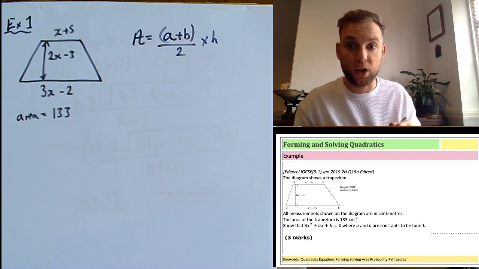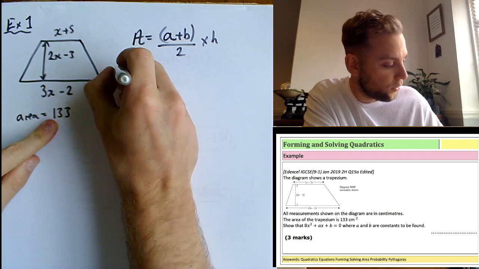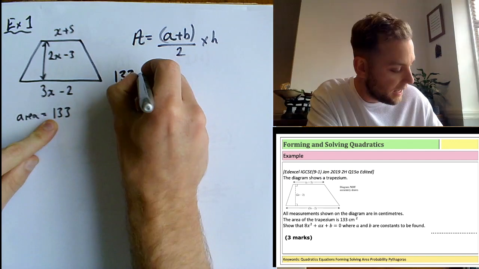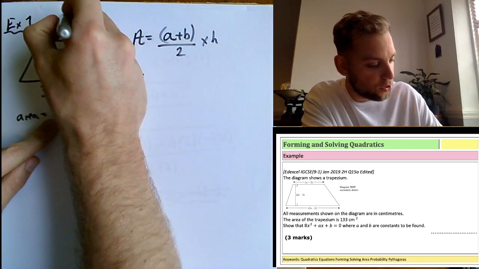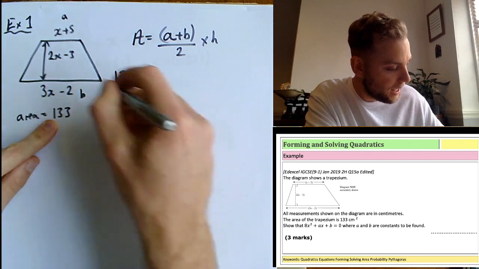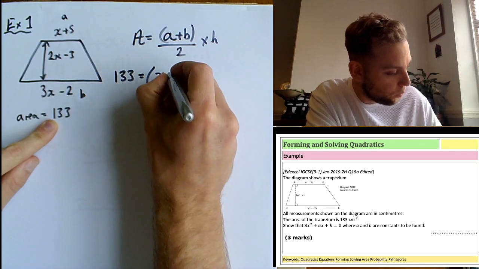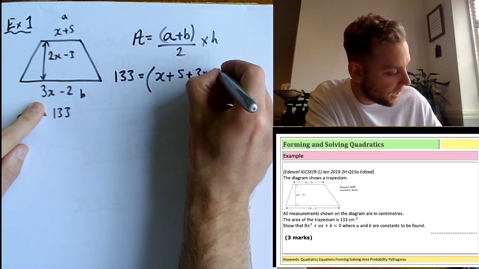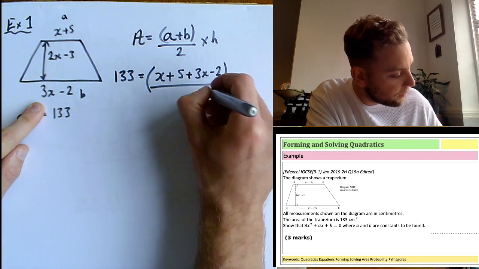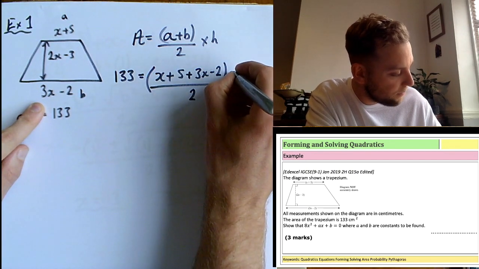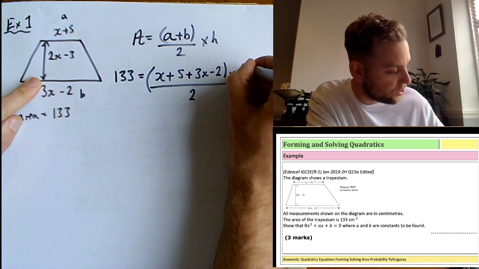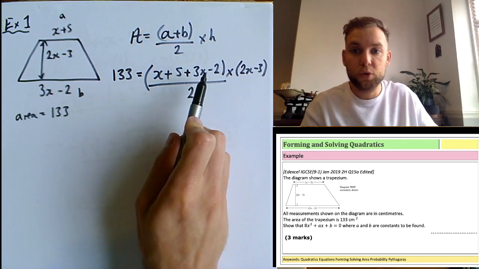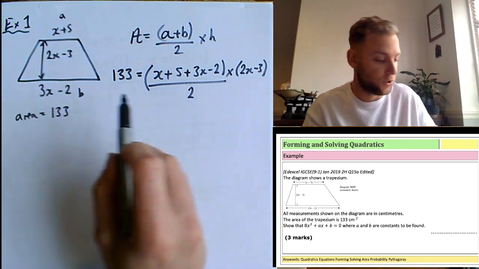So, let's sub in everything we know so far. So, the area is equal to 133. So, this area here is 133, which is equal to A plus B. Well, we know the top is A, the bottom is B. So, it's bracket A, which is x plus 5, plus B, which is the bottom, which is 3x minus 2, all divided by 2, all times by the vertical height, which in this case is 2x minus 3. So, (A plus B) divided by 2 times H, and it's all equal to the area.